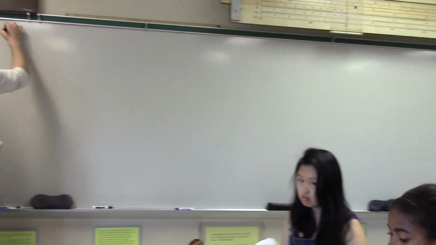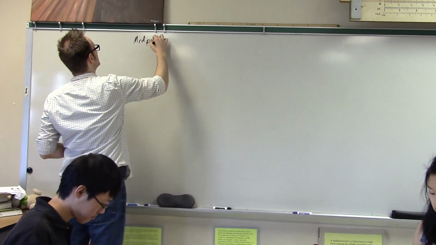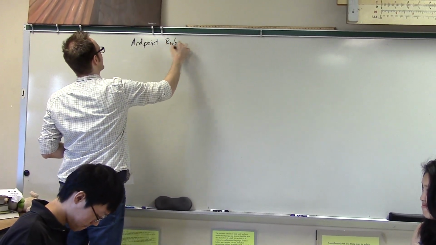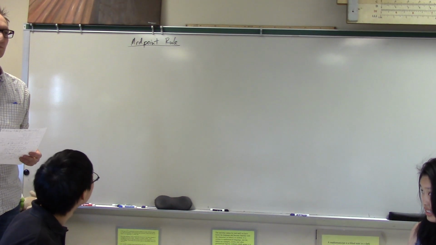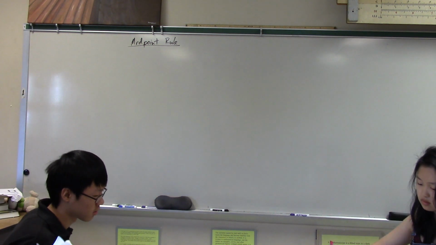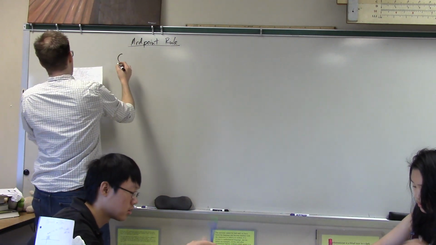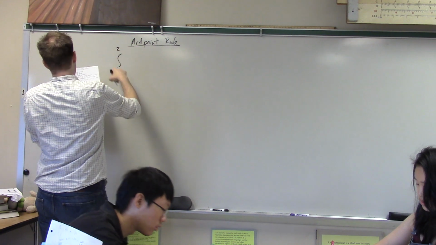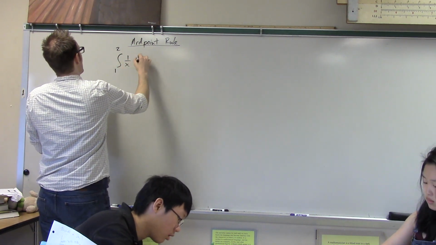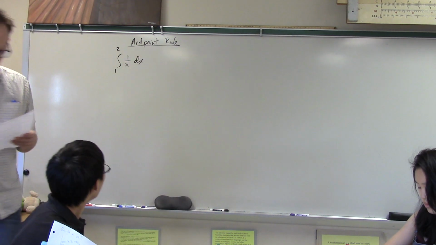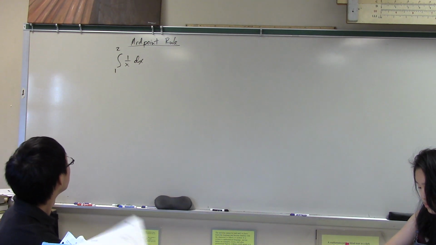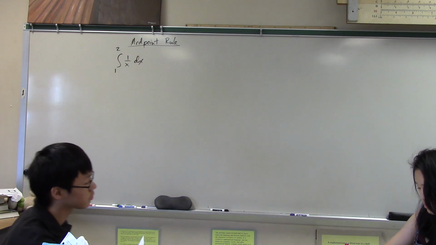There's this thing called the midpoint rule. Have we talked about the midpoint rule yet? The midpoint rule basically says, instead of using the left-hand endpoint or the right-hand endpoint, just use the midpoint. So let's take some integral, like the integral from 1 to 2 of 1 over x dx. This is not a polynomial, so I don't know how to do this.